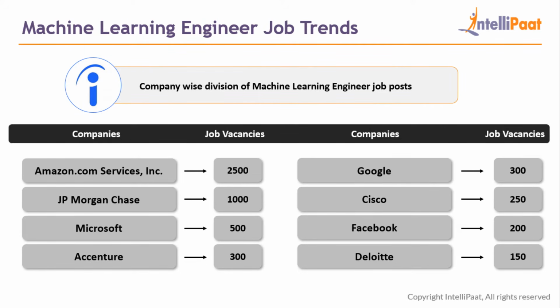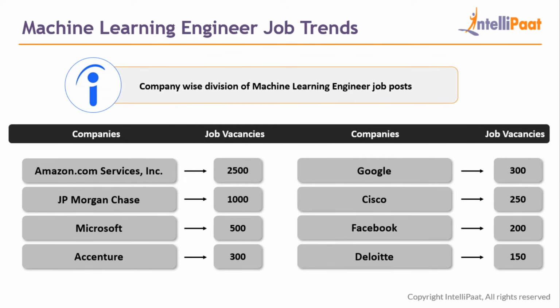So on that note, who are the companies that are hiring so many people around the world, right? We have Amazon, who top the numbers when it comes to hiring machine learning engineers, because they want 2,500 machine learning engineers across the globe. Next, we have JP Morgan Chase, who want about 1,000 of us. Microsoft wants 500. Accenture wants 300. Google wants 300.